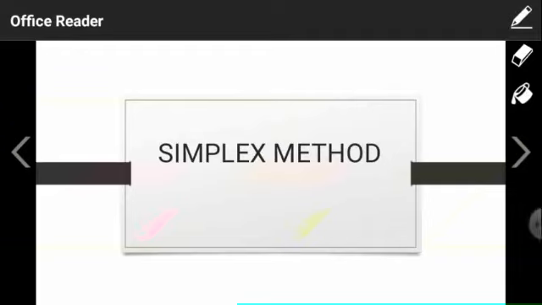In our previous video, we had discussed the graphical analysis of a linear programming problem. In today's video, we will discuss the simplex method of solving linear programming problems.